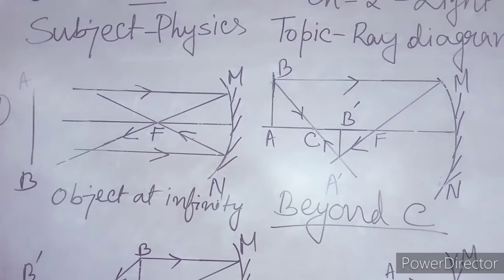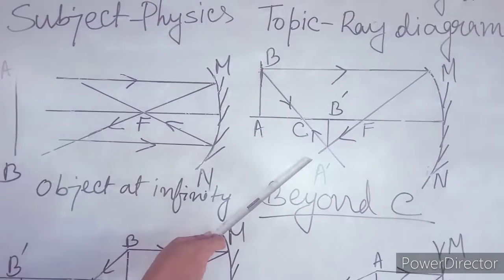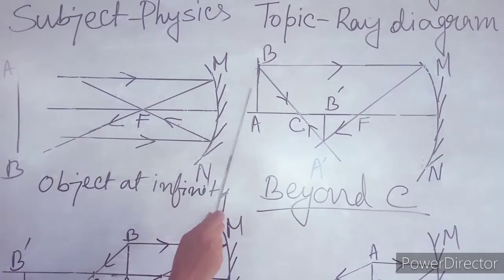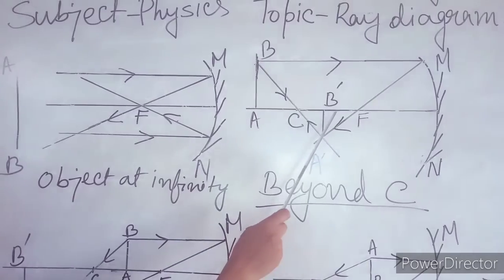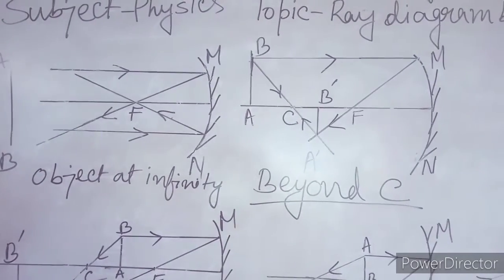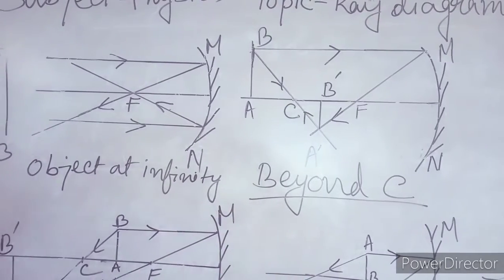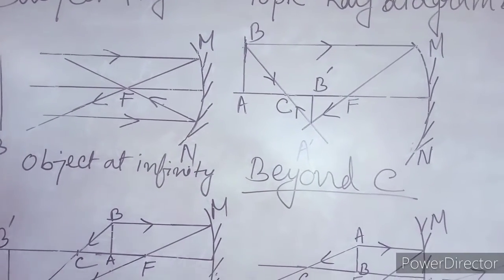So here also the image will be inverted, and here also the image is inverted. The position of the object is beyond C, the position of the image is in between C and F, it is inverted, it is real and it is diminished. So this is my case 2.